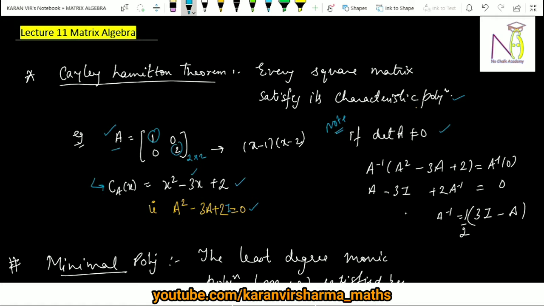Fine. So applying A inverse on both sides, what we are left with is A minus 3I plus 2 times A inverse equals 0. So you can calculate the value of A inverse from here, that is 1 by 2 into (3I minus A). So that is the required expression.